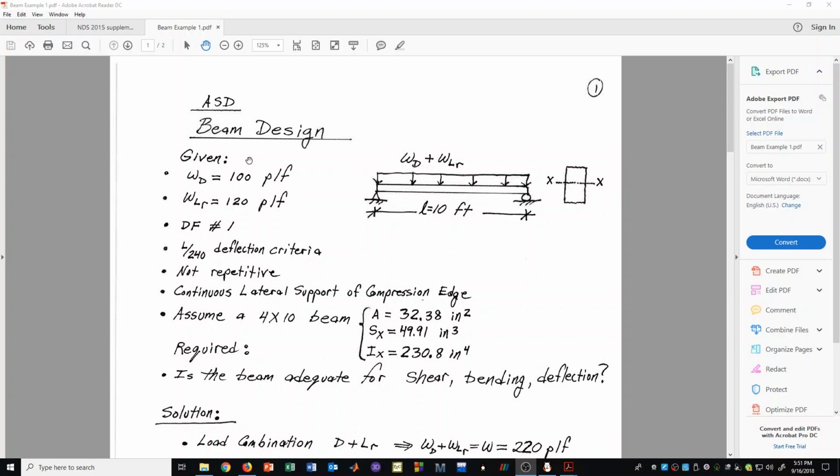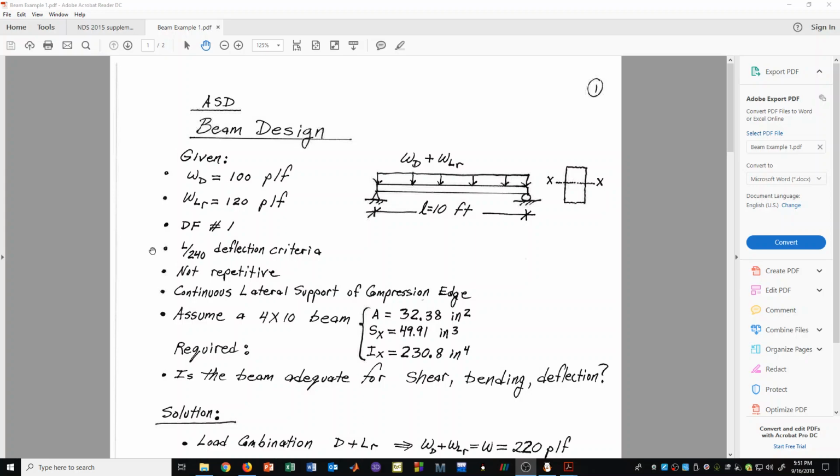If we look carefully at the given information, we see that the loading is due to a distributed dead load of 100 pounds per lineal foot. We also see a distributed load of roof live load of 120 pounds per lineal foot. We are also given in this problem that we are going to use Douglas fir number 1 type wood. So that is a Douglas fir species, and the grade of wood is number 1.